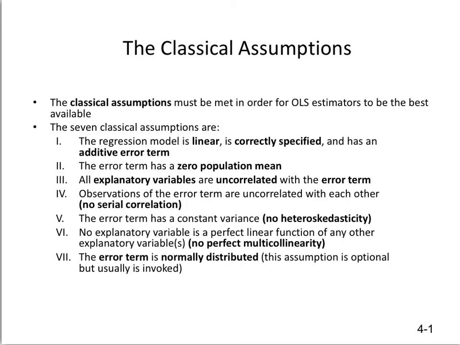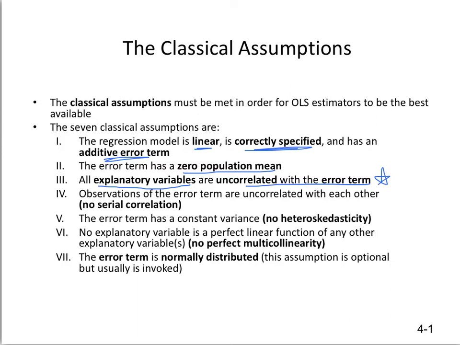So here are the 7 classical assumptions taken as a group. We're going to argue that the assumption that the model is linear, correctly specified, and we'll talk about what that means, and has an additive error term is going to be important. The error term will be assumed to have a 0 population mean. All of the x's, or explanatory variables, are going to be assumed to be uncorrelated with the error term, and we'll talk about what happens when that's violated. In some sense, this is one of the more problematical violations if in fact this assumption is not met.